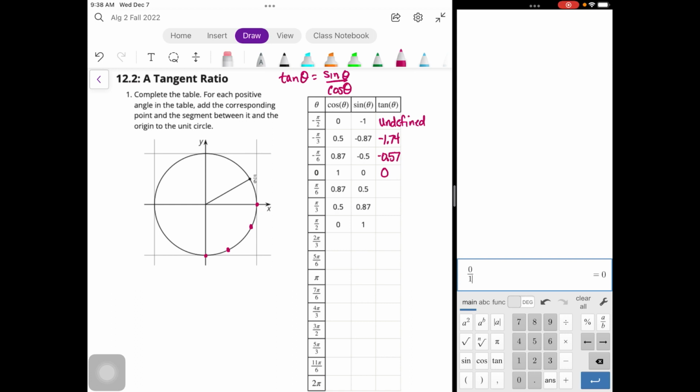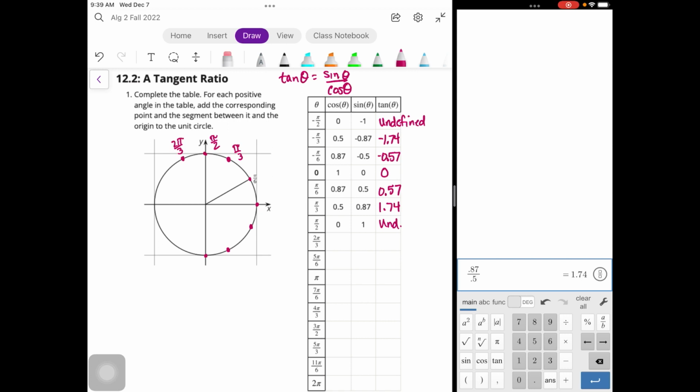All right, and then we have pi over 6, which is up here, and that is 0.5 divided by 0.87, and so we get positive 0.57. Then we have pi over 3, which is about right here, and that is 0.87 divided by 0.5, so we have 1.74. Then we have pi over 2 right here, and that's 1 divided by 0, which we can't do, so that's undefined. And then we have 2 pi over 3, which is about right here.